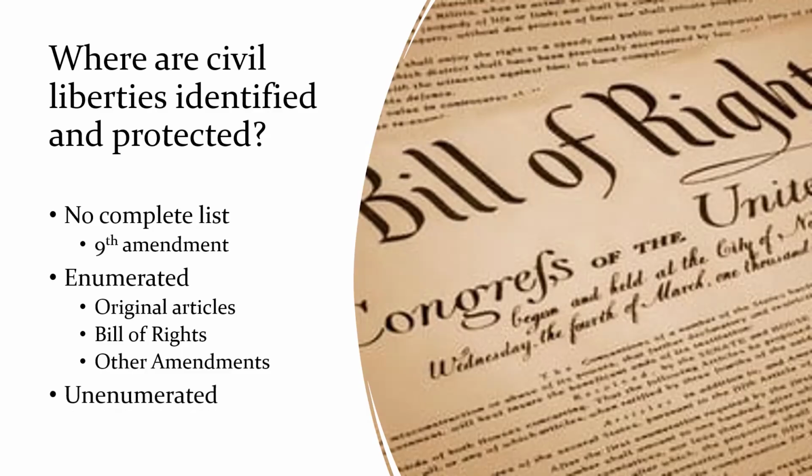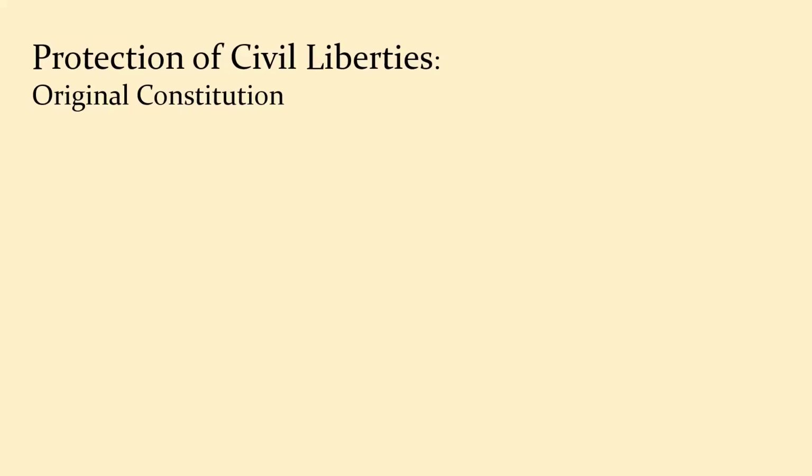So these additional civil liberties are sometimes known as unenumerated civil liberties. And then the process of identifying them is known as substantive due process. We'll study substantive due process in a later module. But back to the enumerated civil liberties.